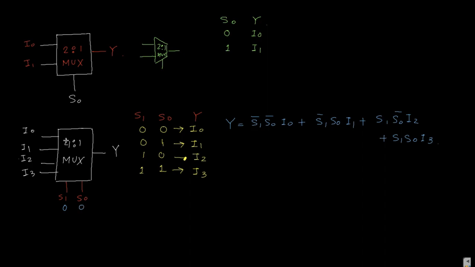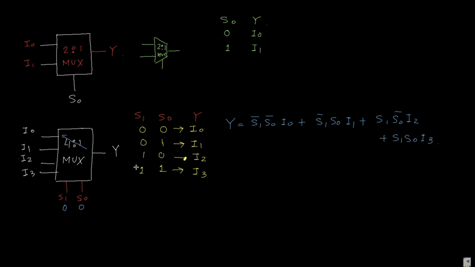When S1 is 0 and S0 is 0, then the selection is at I0. When S1 is 1 and S0 is 0, then the selection is at I2, and depending upon that, Y is I2. Like this we can select the input depending on the select line, and the selected input is reflected on the output side.